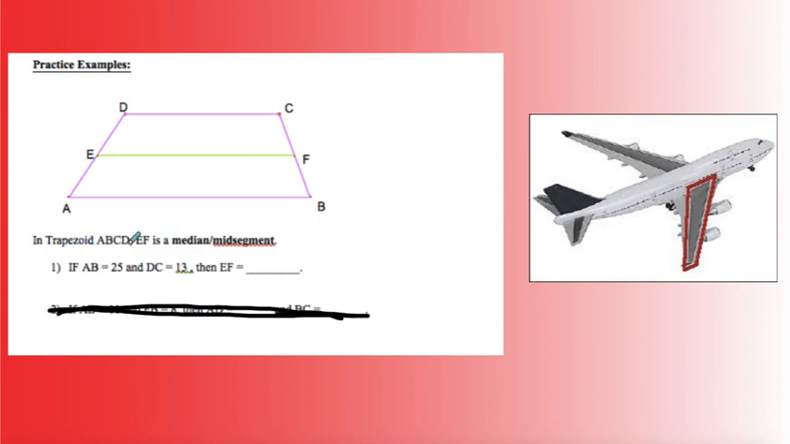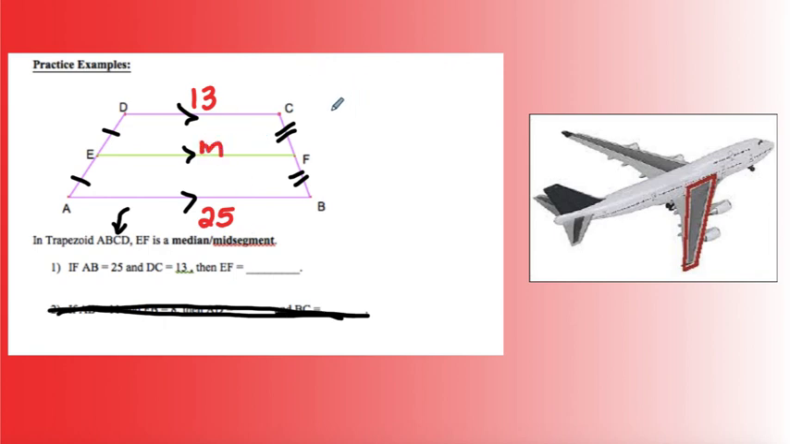So here we go. We have a trapezoid. They tell us EF is a median or a midsegment, so I immediately mark that and I immediately mark my parallel lines. If that's my given information, mark your diagram with the given. Then it says that AB is 25, DC is 13, and wants us to find EF. I'm going to call it M for median.